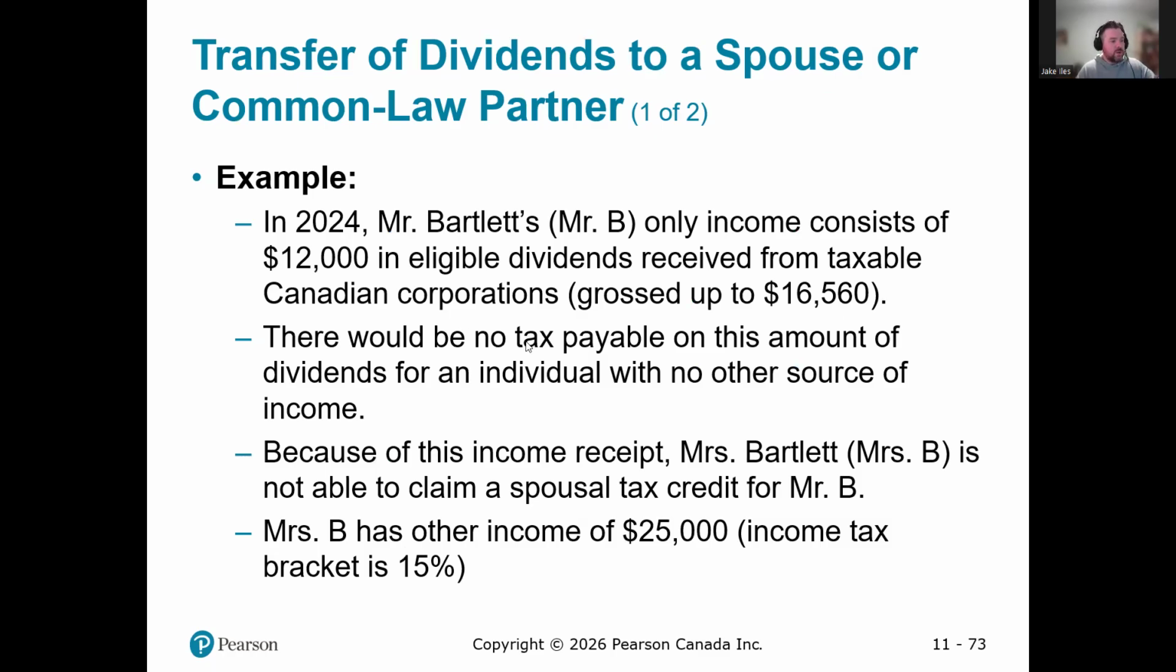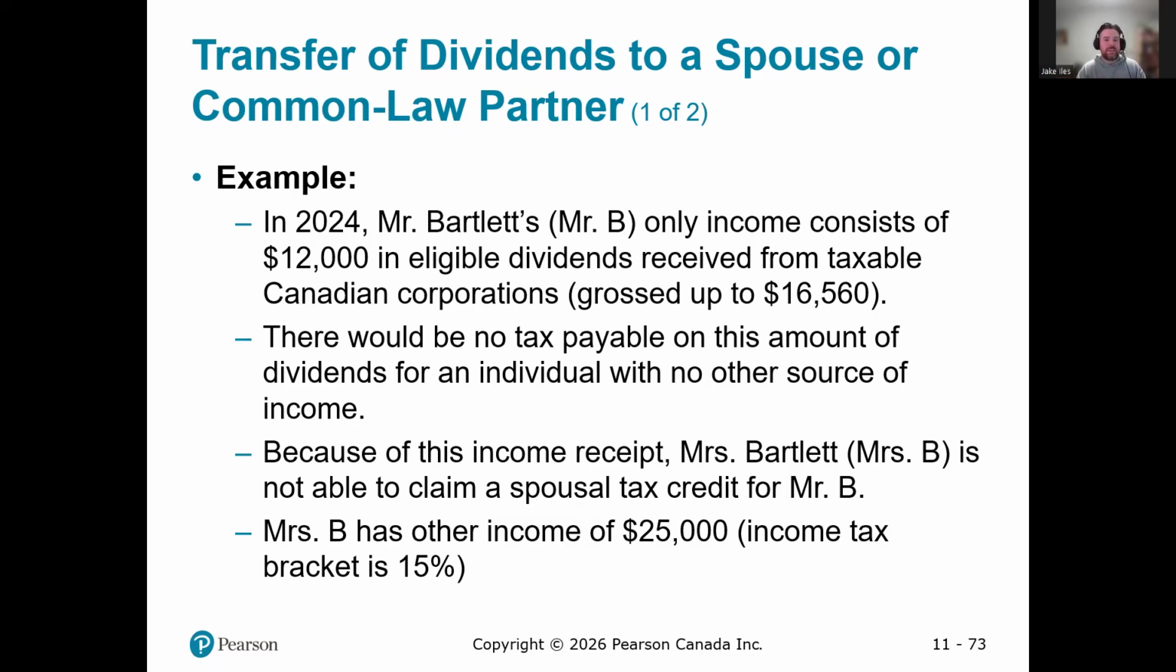Now, there would be no tax payable on this amount of dividends for an individual with no other source of income. Because of the income receipt, Mrs. Bartlett is not able to claim a spousal tax credit for Mr. B, and Mrs. B has other income of $25,000. So what's happening here is Mr. Bartlett only has this dividend income, and it's of an amount that it's being taken care of by his basic personal tax credit.